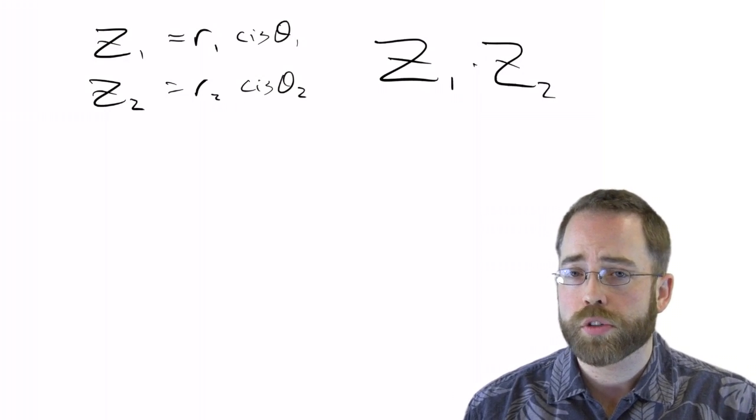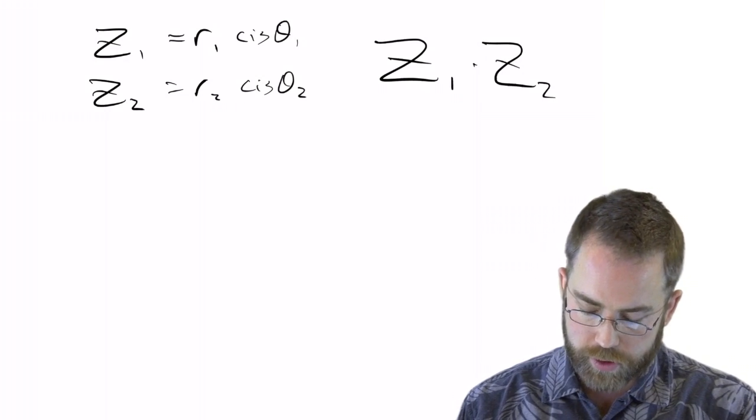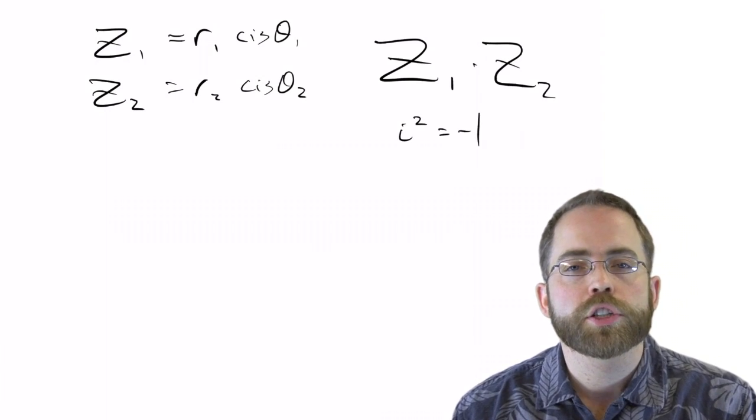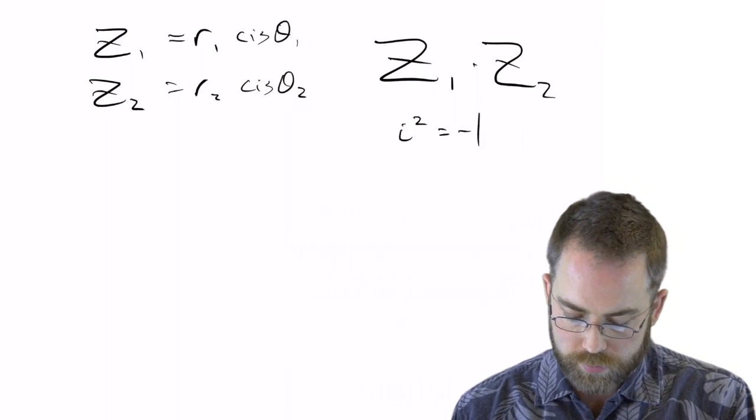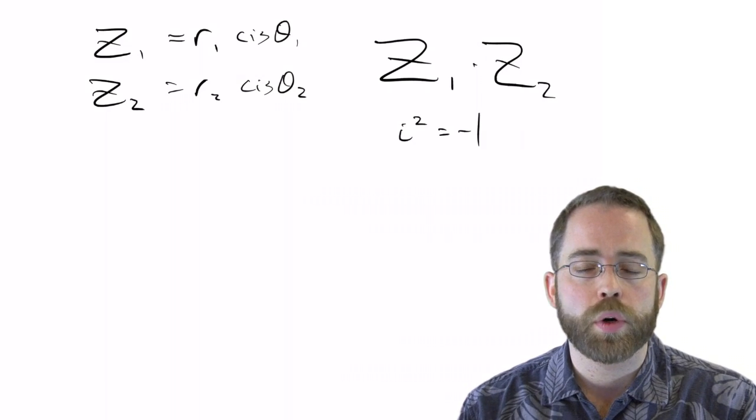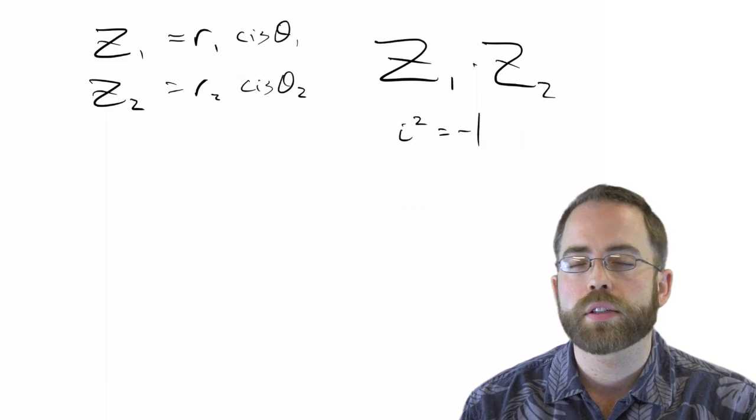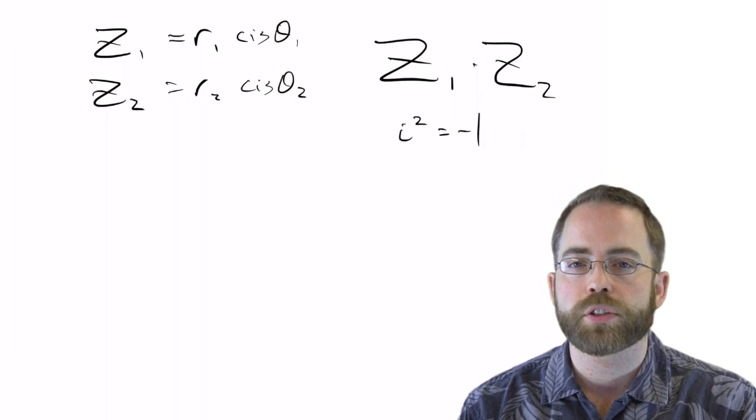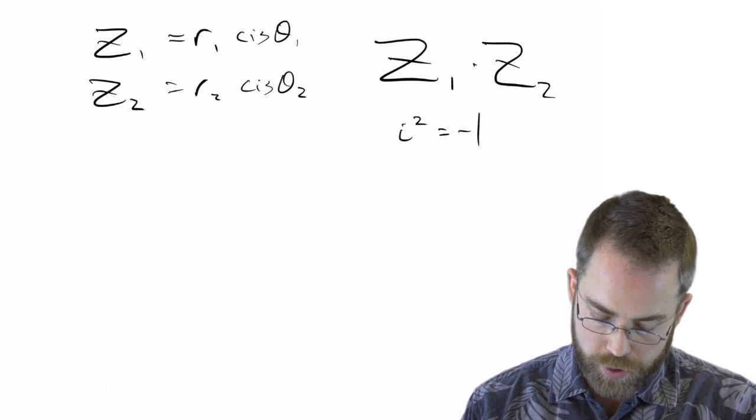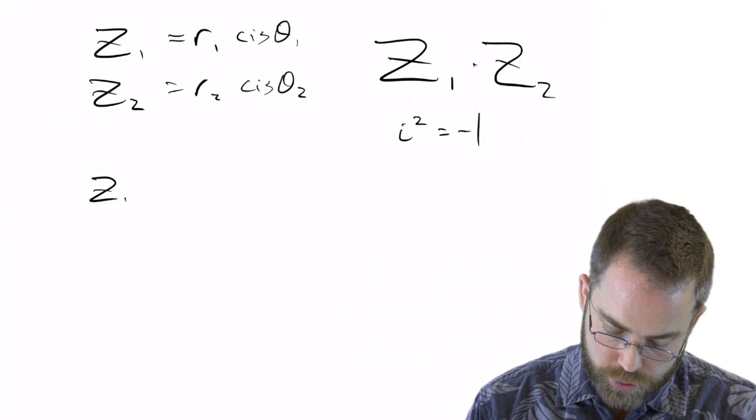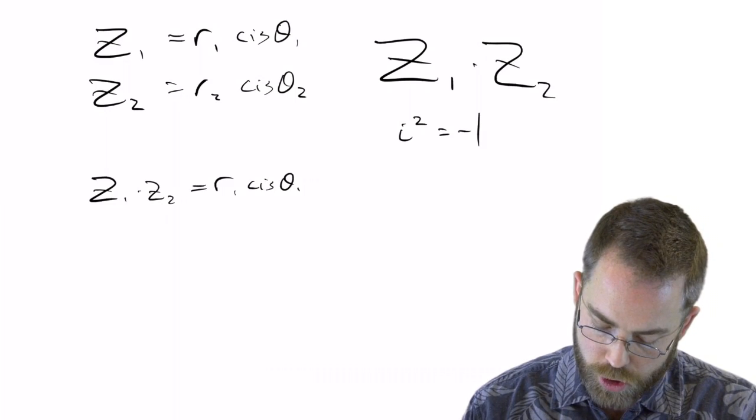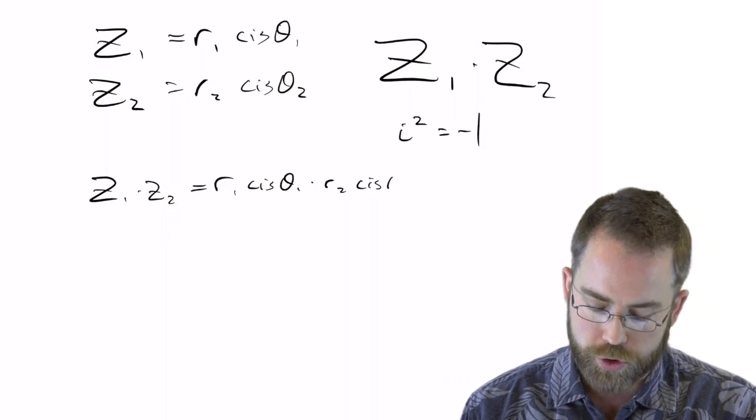And you would need to use the trick, which we will need here too in just a second, but only once, that i squared equals negative 1. That's the definition of i. It's the root of negative 1. Now, I'm going to prove to you what Z1 times Z2 is, and you don't need to do this proof over and over again, but I do want to show you that it shows why polar is better. So if we're multiplying Z1 times Z2, that's the same as R sub 1 cis theta 1 times R sub 2 cis theta sub 2.